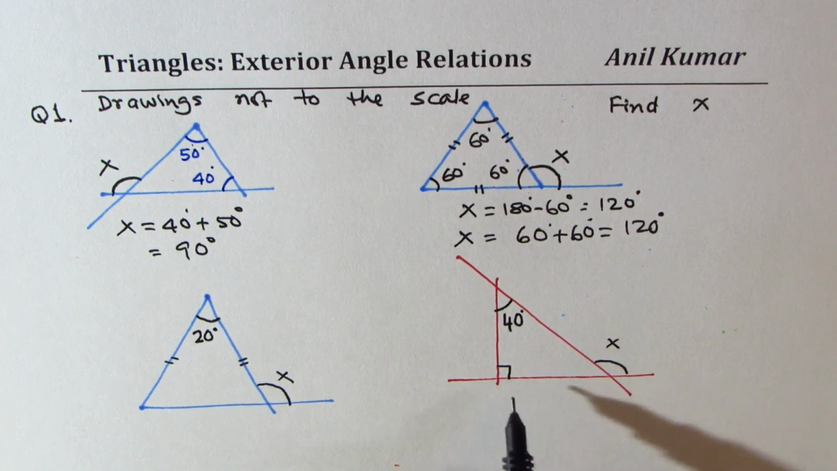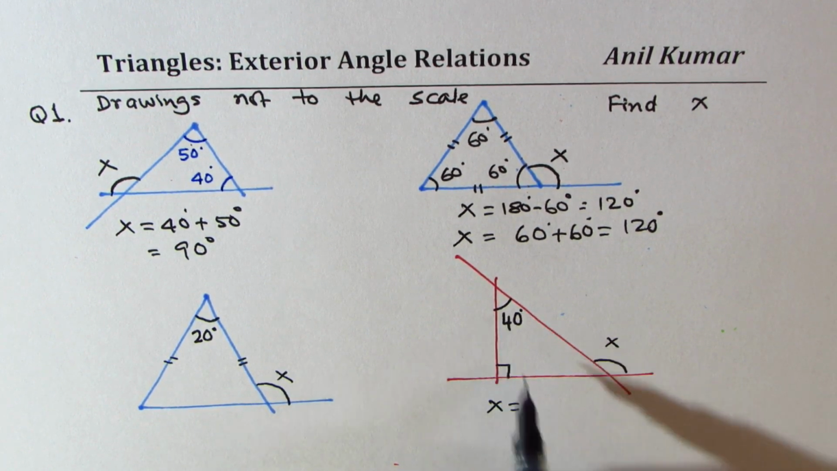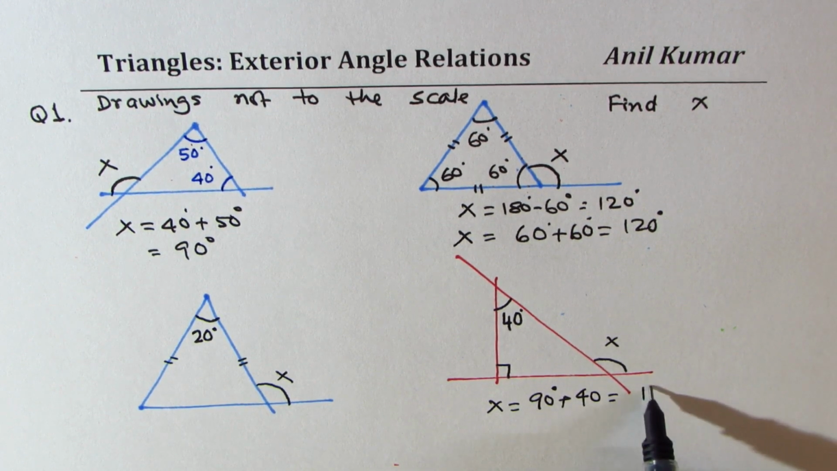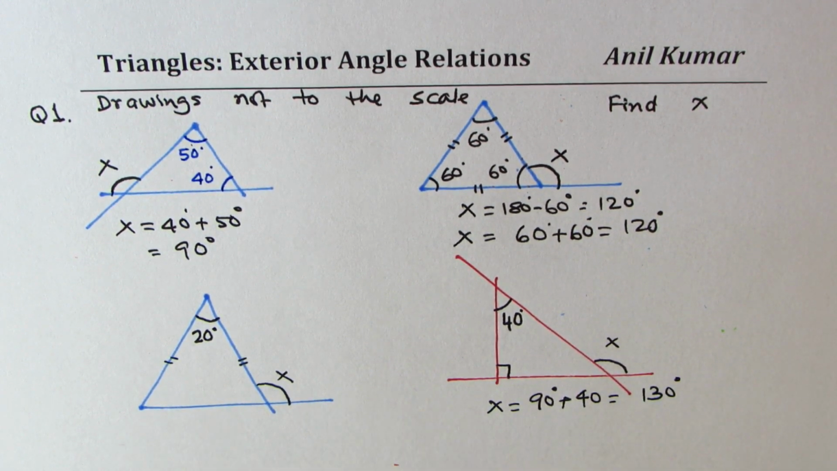Now this one is easy. Let me write x equals 90 plus 40. So we get 130 degrees. Here it is a bit tricky. We are given angle 20. How do we find the other angles?